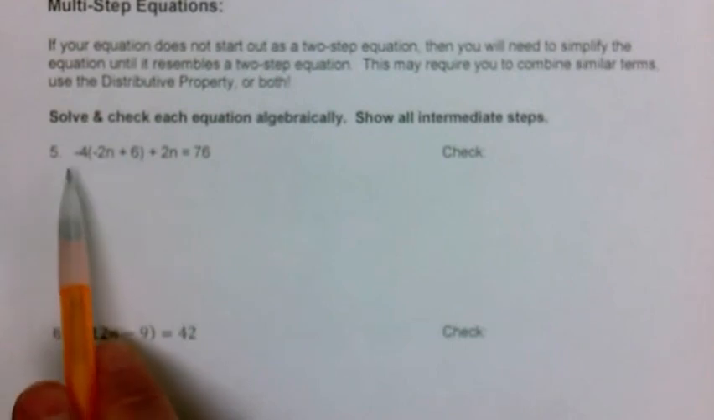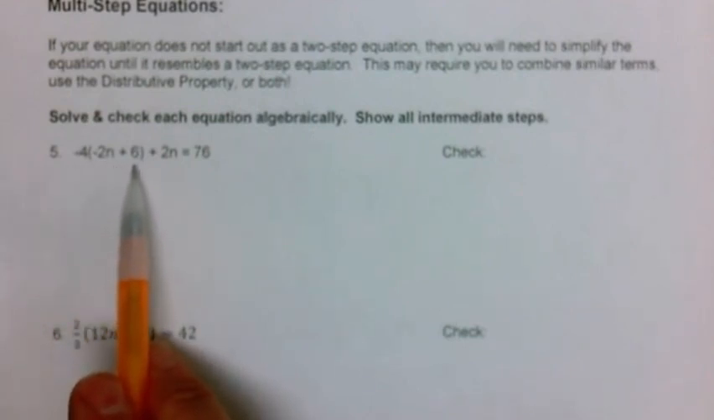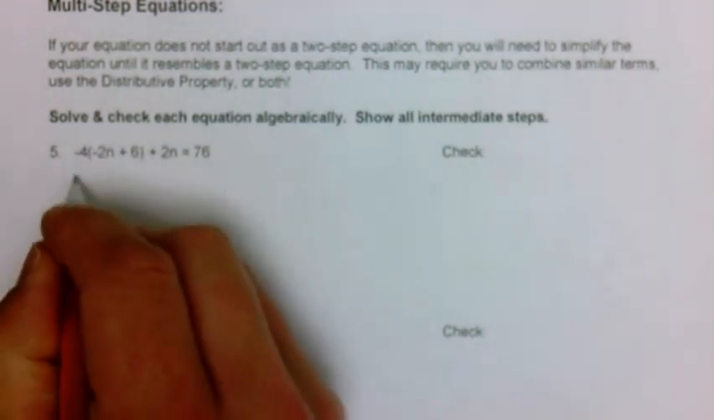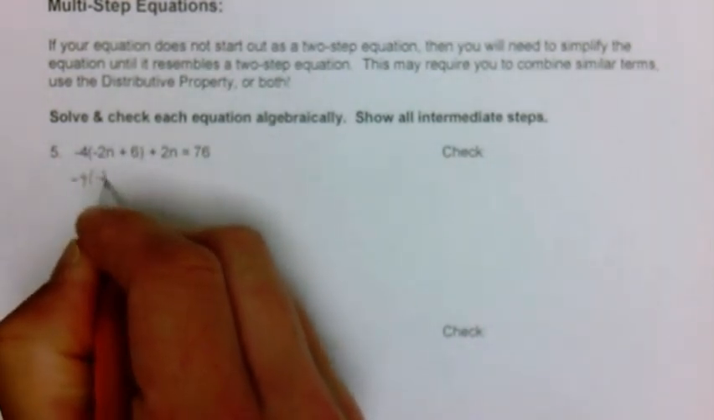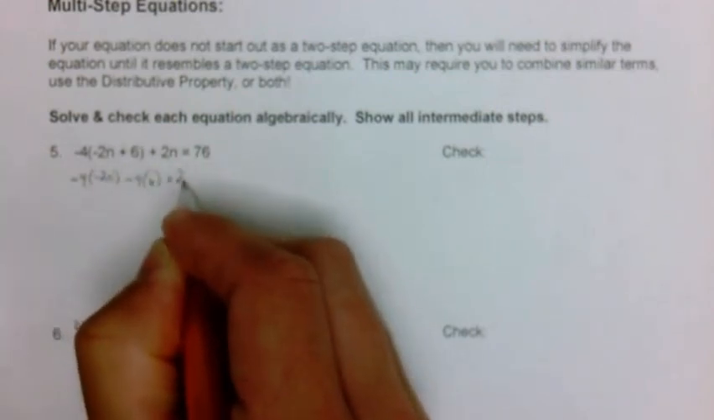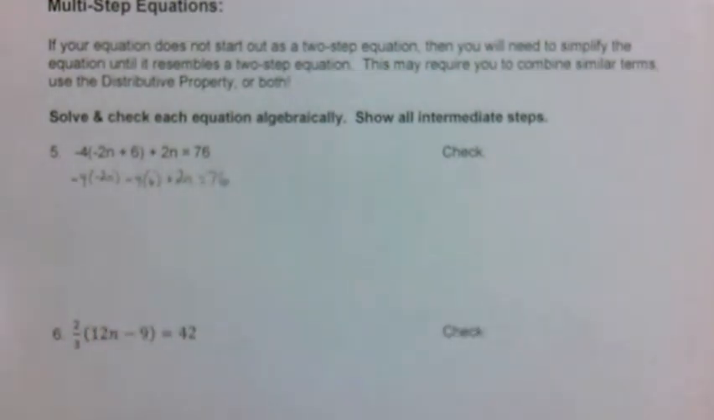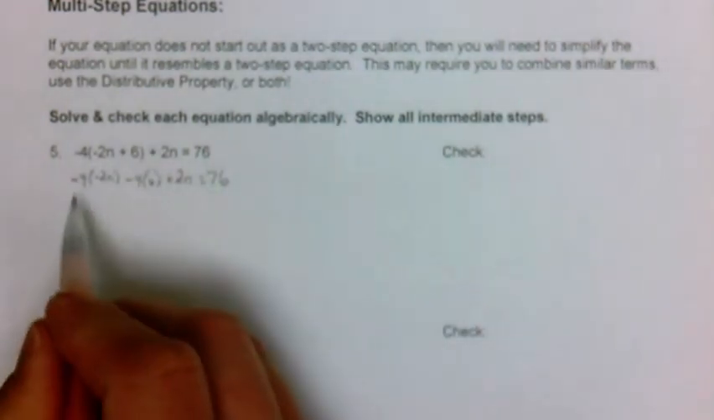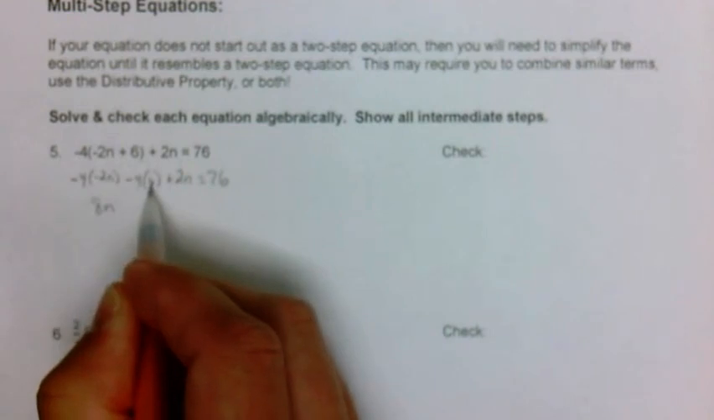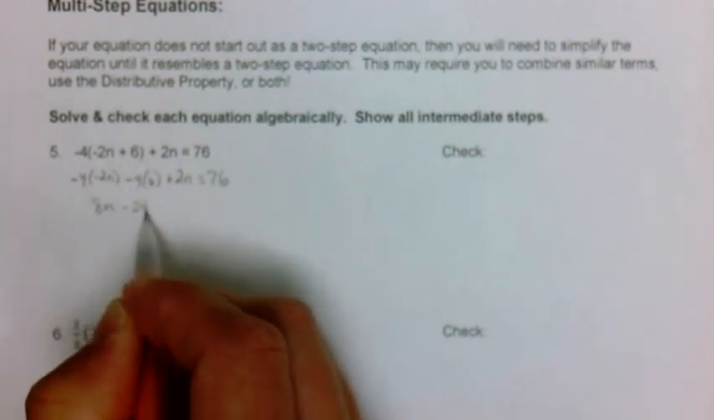Number 5, we have negative 4 multiplying negative 2n plus 6 in parentheses, plus 2n is 76. All right, the first thing I'm going to do is use the distributive property here so that I no longer have the parentheses. So we're going to do negative 4 multiplied by negative 2n minus 4 times 6. And then I'm just going to bring down the plus 2n equals 76. This 2n is not multiplied by negative 4 because it wasn't in the parentheses. Negative 4 times negative 2n is 8n. Negative 4 times 6 is negative 24, so minus 24.